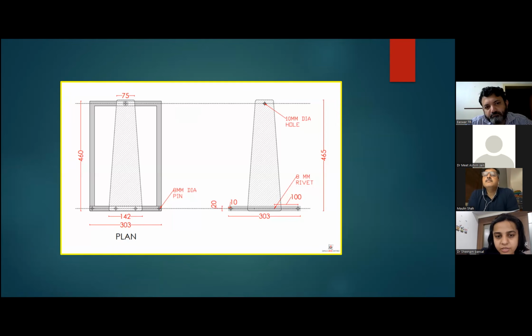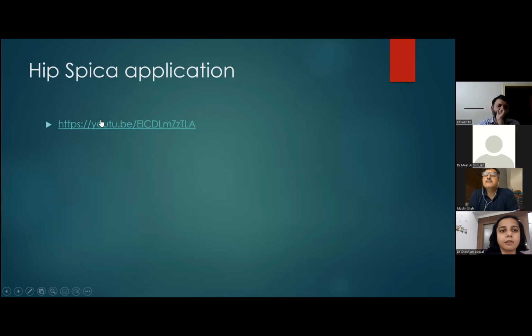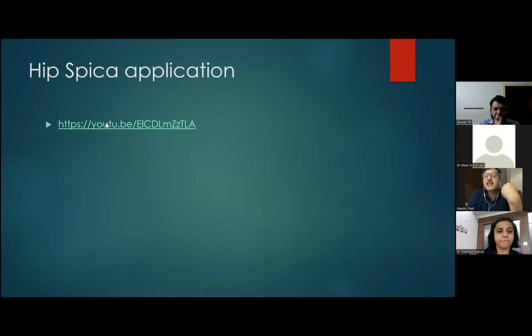These are the dimensions. We don't need to go into the detail of dimensions. This Spika table has a place underneath, so it is easy to apply the Spika. And secondly, when we remove this acrylic sheet, there is enough space around the tummy so that you don't need to put a window around the umbilicus. That will be seen in this Spika application video.